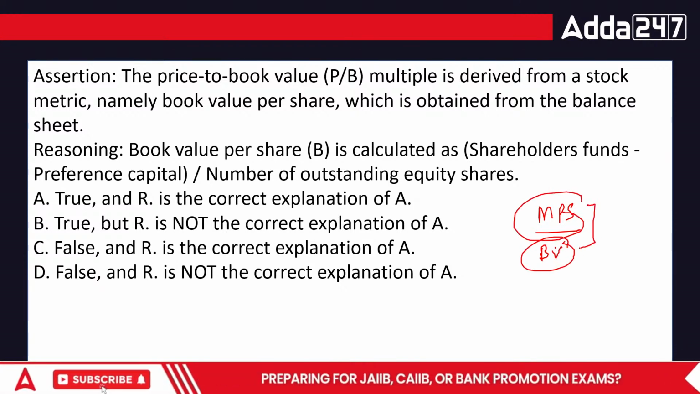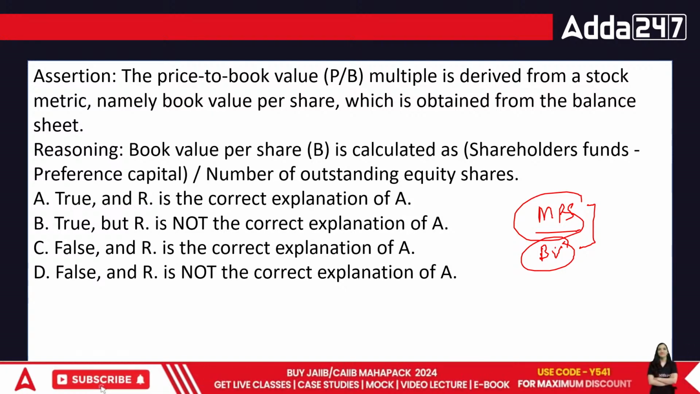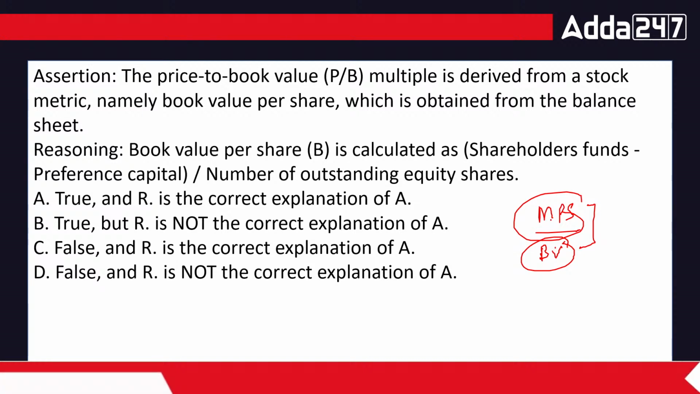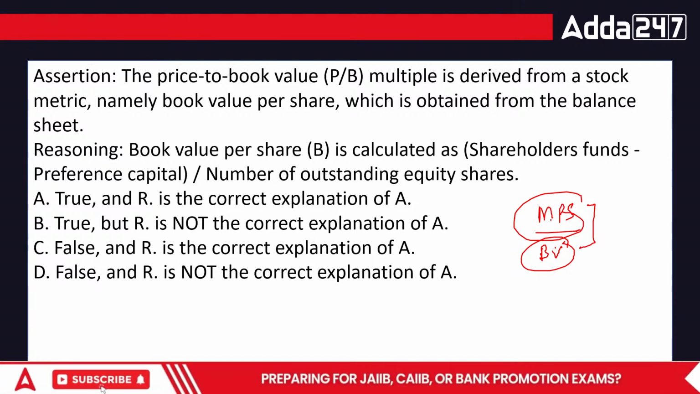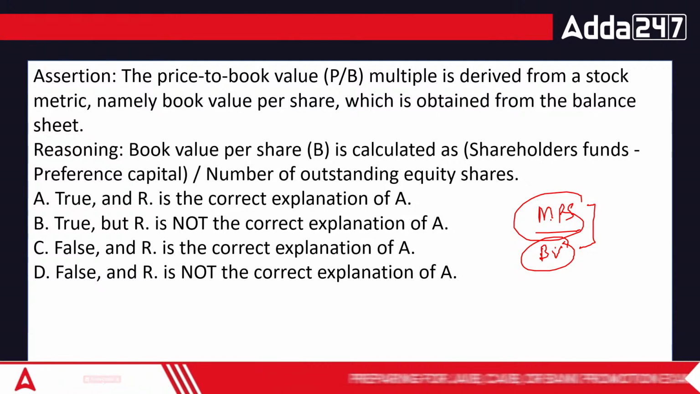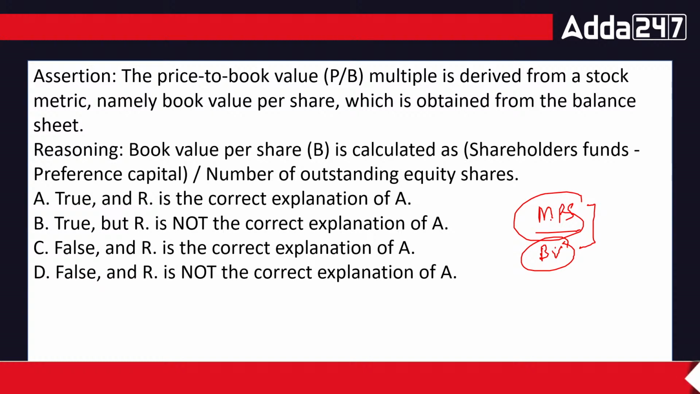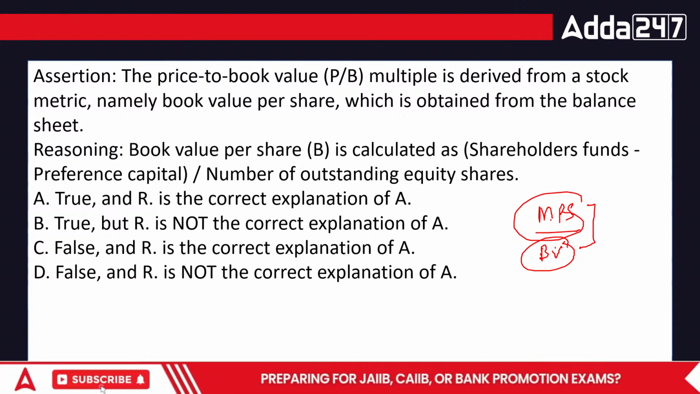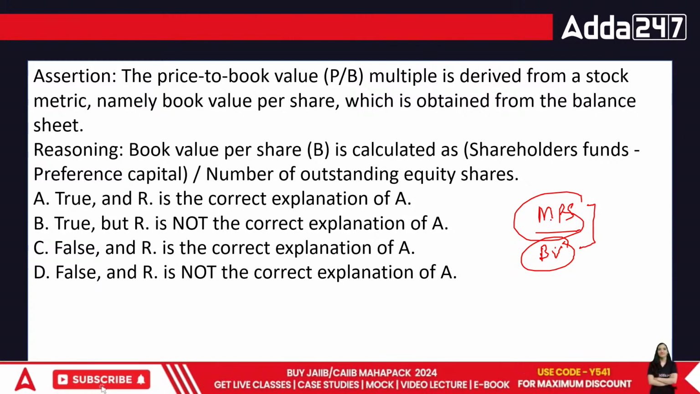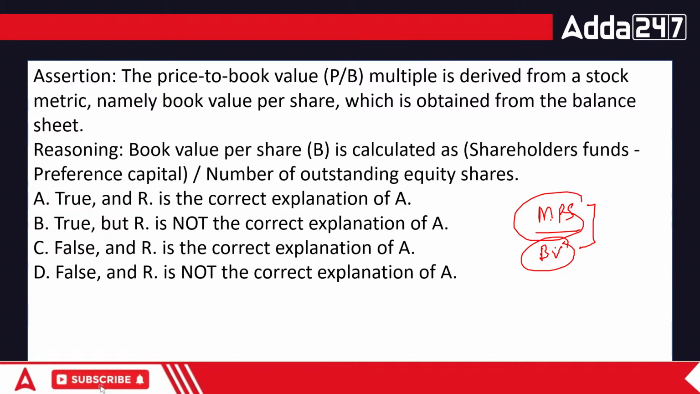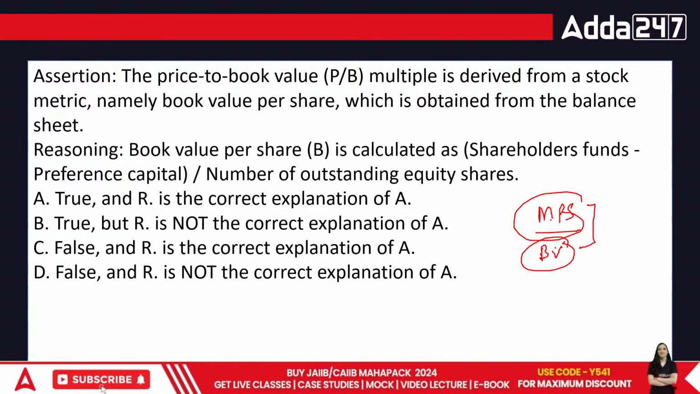When we talk about stability, book value is normally never negative unless the organization turns into a sick unit, because in a sick unit you'll find the net worth being negative. Otherwise, in almost every organization, this is always positive. So what's going to be the answer? This is derived from the stock metric. Indeed it is, because first the market price per share and book value per share are calculated. That is shareholder funds minus preference share capital. From the funds you remove the preference shares.